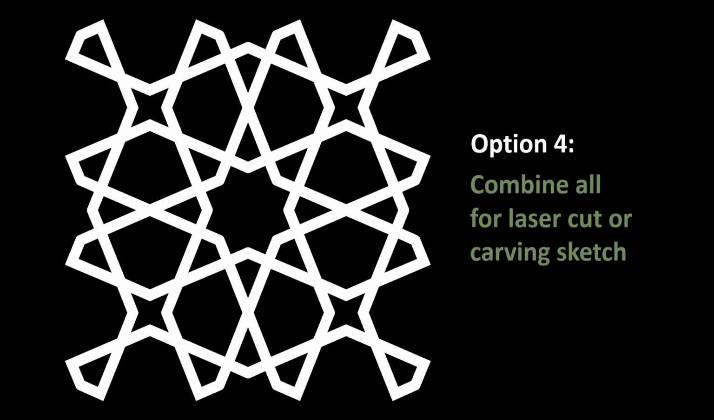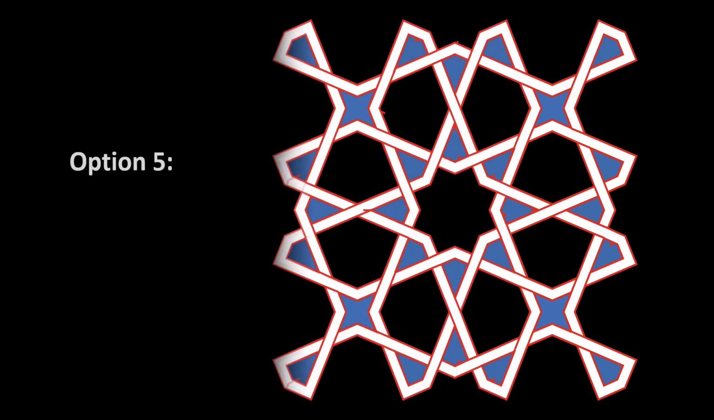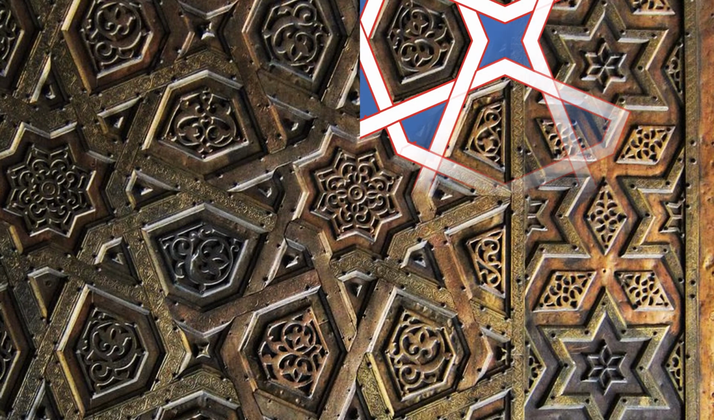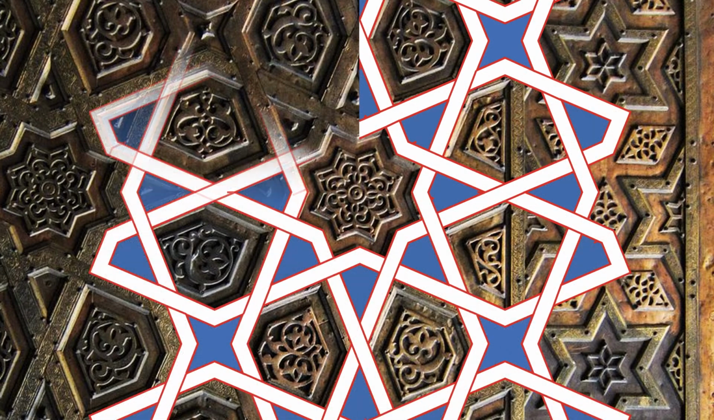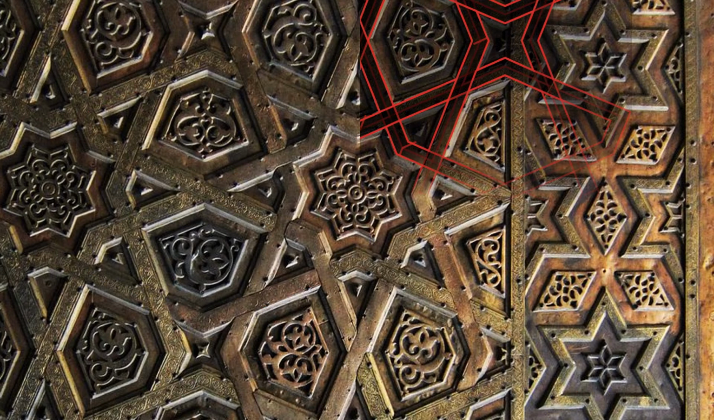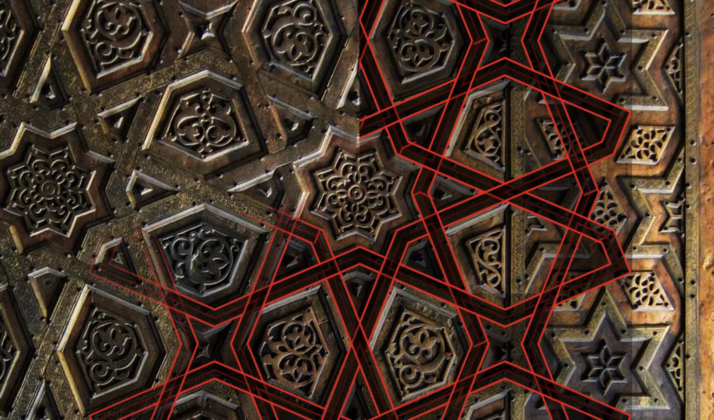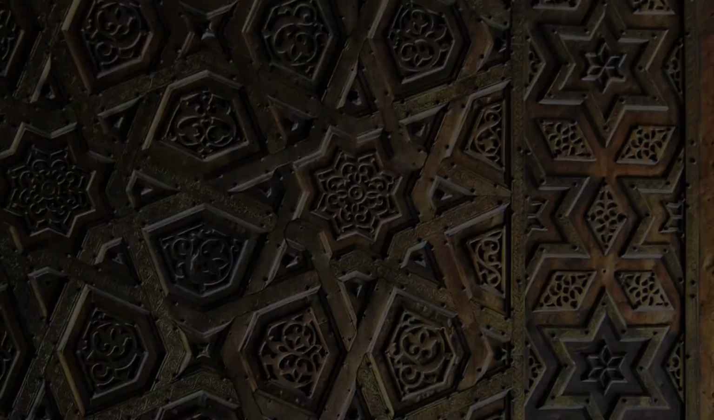This will be good for laser cutting, sandblasting, and engraving on wood or marble. Option 5. Create a weave or interlace effect with lines going over and under alternatively. We can further embellish this design by filling the empty spaces with floral, animal, or geometric motifs. We have completed our design.